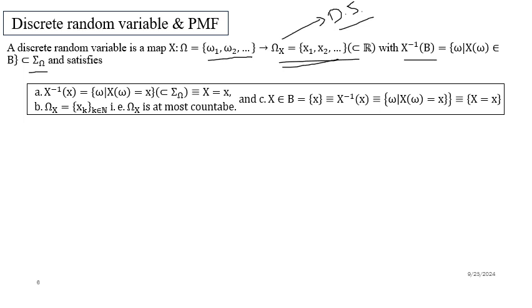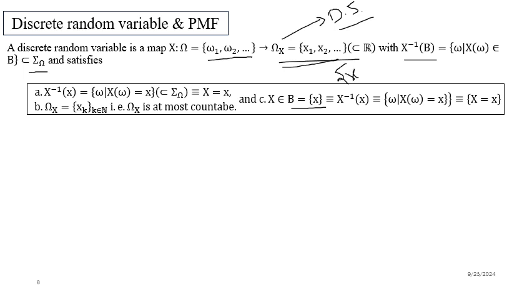Here we have to recall the structure of omega x. If omega x is a sequence of real numbers, then what is the meaning of B? We are writing omega x in terms of a single sequence.